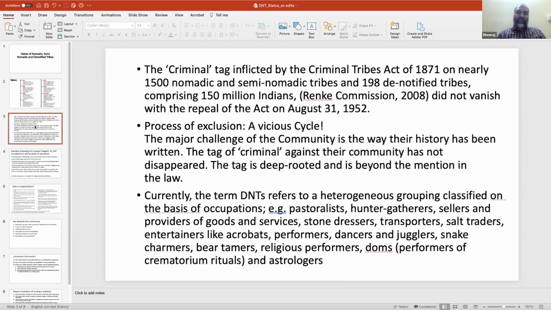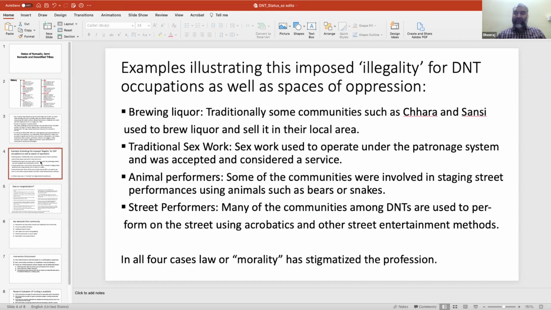Now, when we look at the denotified tribes, it's a very heterogeneous group, and largely based on profession, it is divided into four groups. First is pastoralists and hunters and gatherers. Second is providers of services and professions. Third is entertainers, street performers, and acrobatic performers. And fourth is religious performers and astrologers.